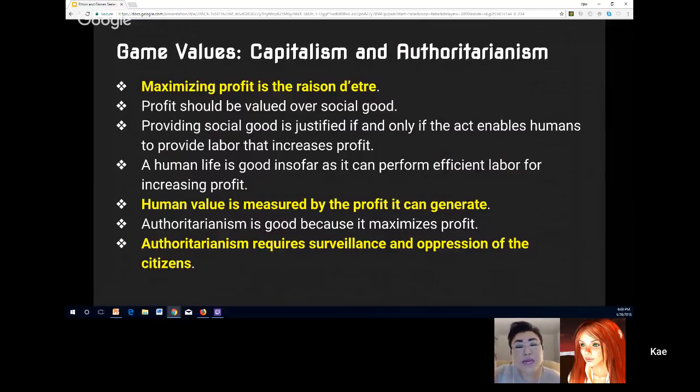So authoritarianism maximizes profit in the sense that if you have absolute authority over all those little people and can tell them exactly what to do and they'll do exactly what you want them to do, then it helps with your profit line, right? And another point is that authoritarianism requires surveillance and oppression of the citizens. As the game shows, there's lots of surveillance cameras. But, going back to Chris's point, lots of companies now have surveillance cameras everywhere. And Chris is right. If you're being monitored, you probably are more productive. Yes, the eye is always upon you. Yes, absolutely. So that kind of goes around in a circle to our point here.